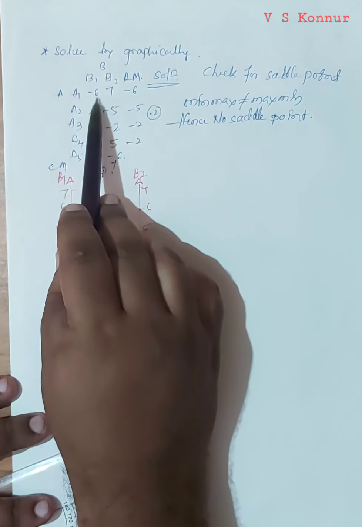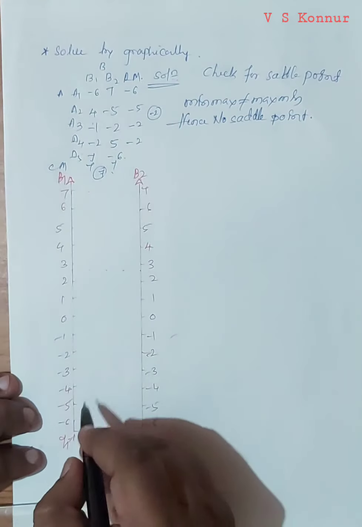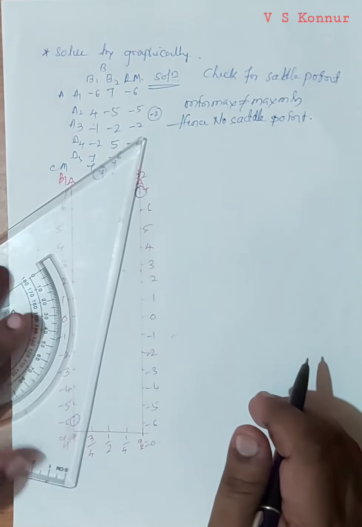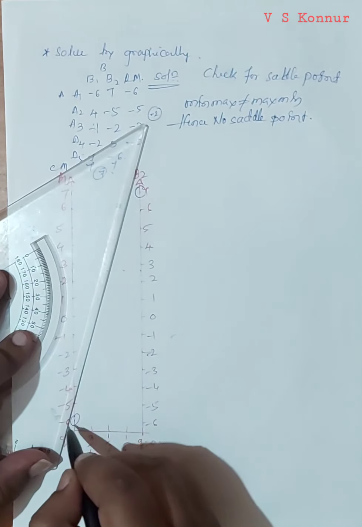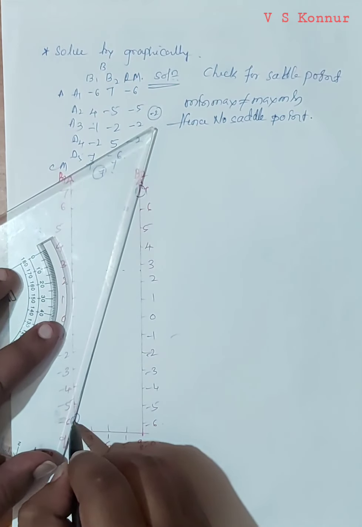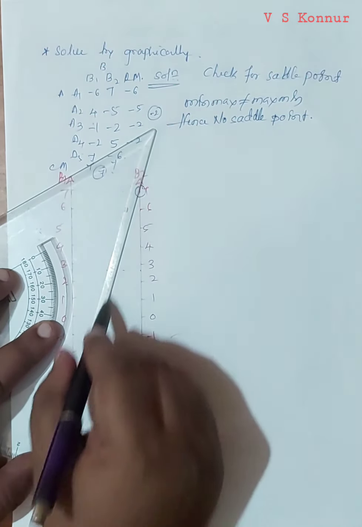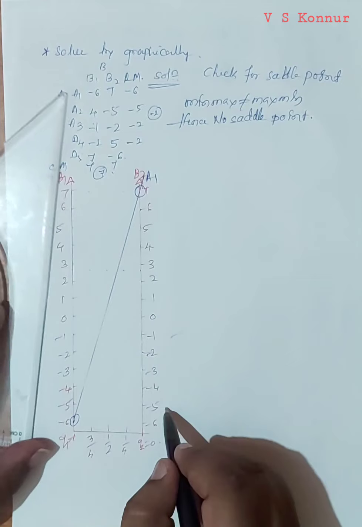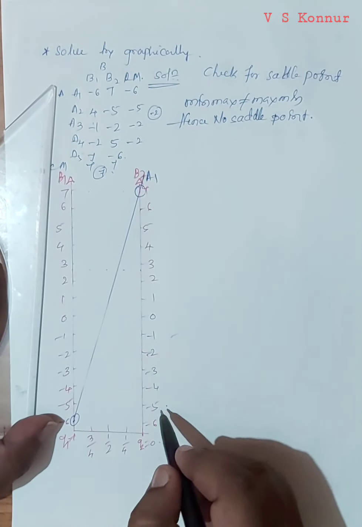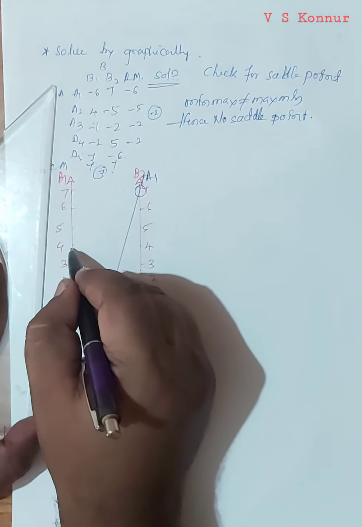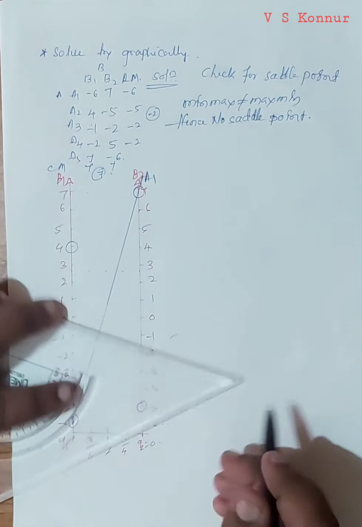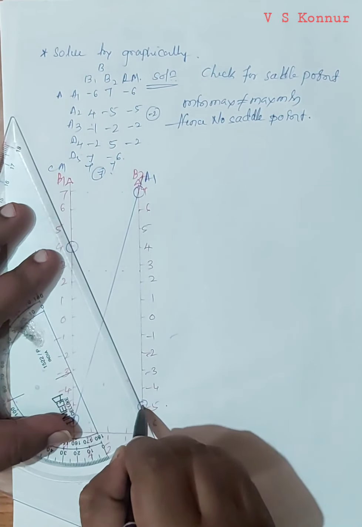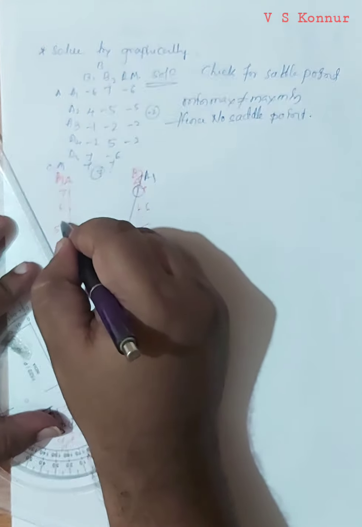So first line A1, -6 and 7. -6 for B1, 7 for B2. So big line, -6 to 7. Call it as A1. Next line, A2 is equal to 4 and -5. This is -5, this is 4. Now we'll join these two lines, call it as A2.